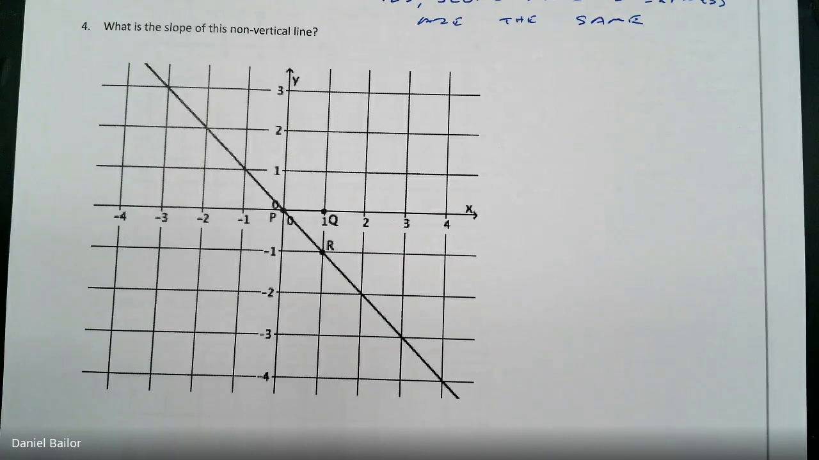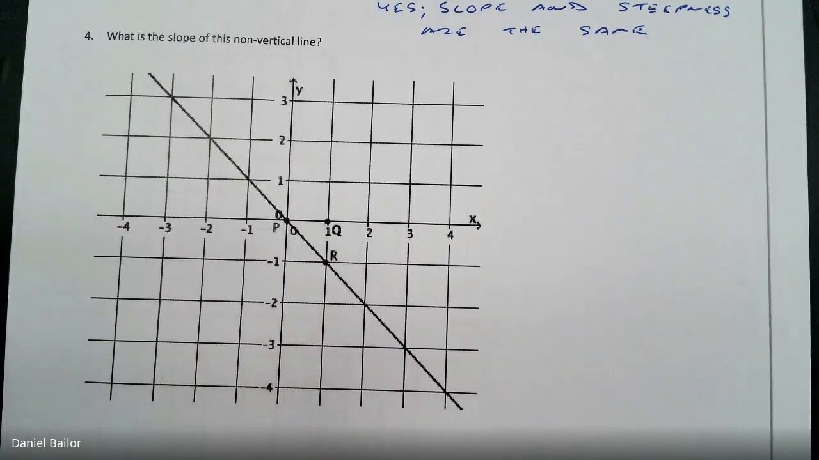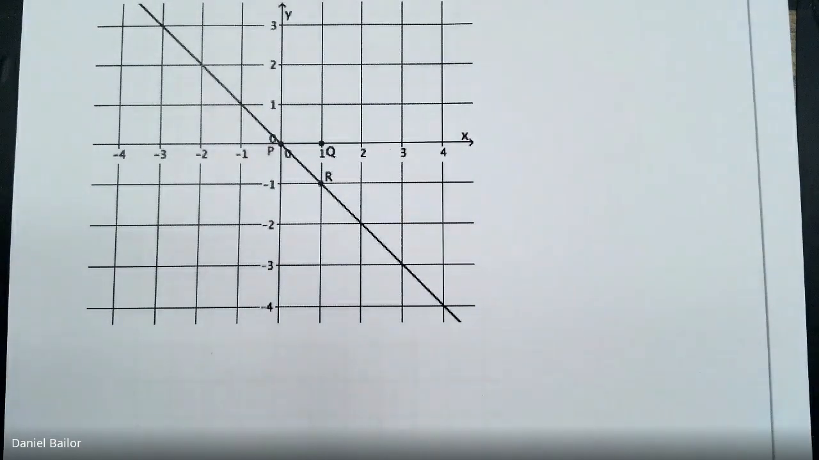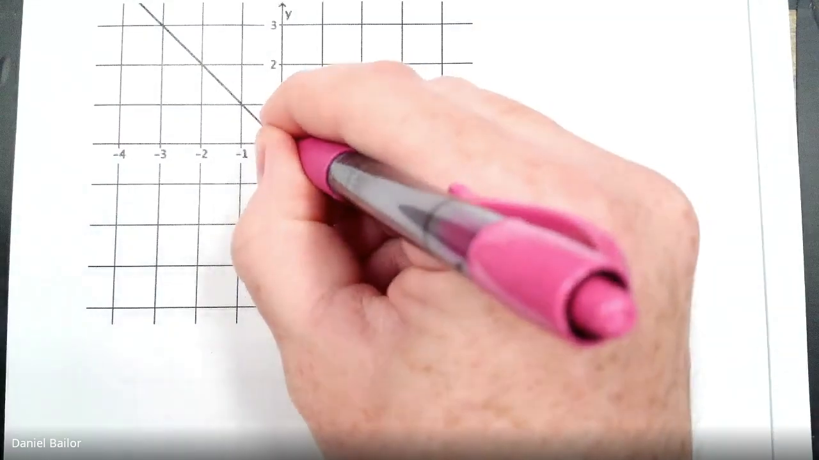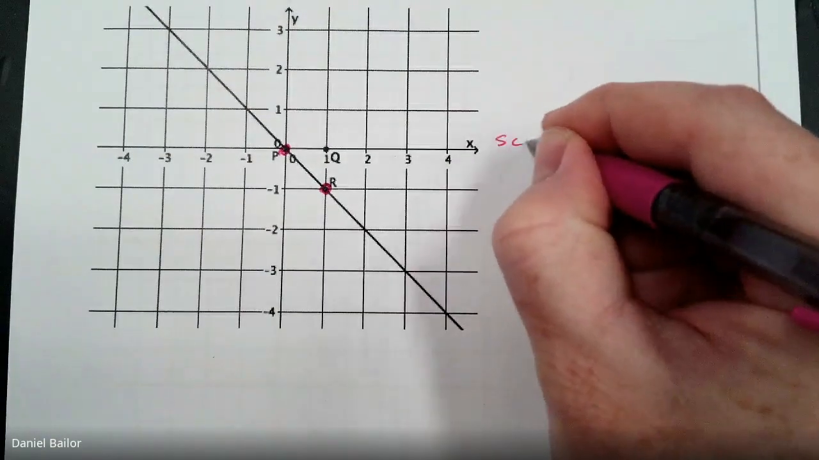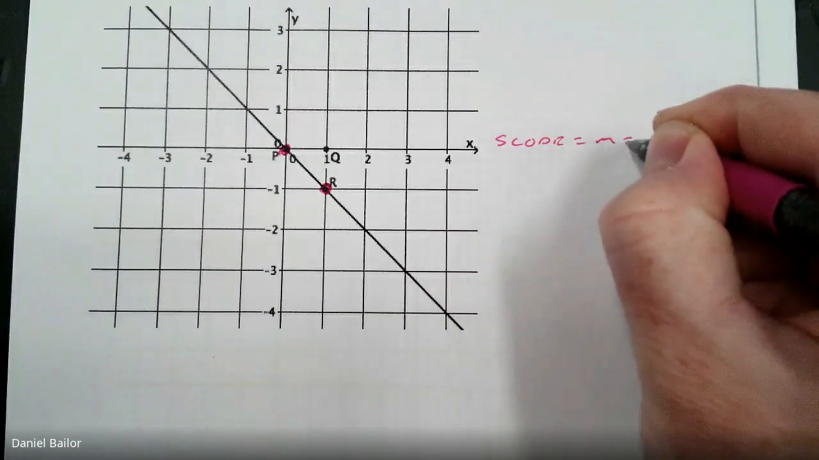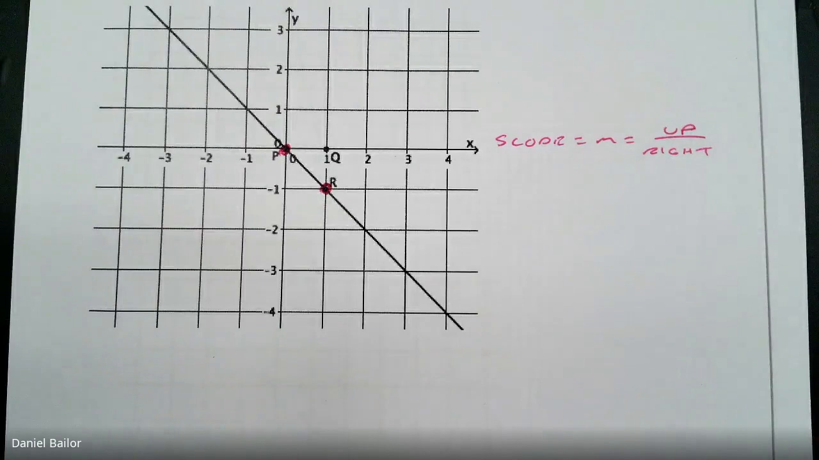Exercise 4 on page 161 is declining. Looking at it, it is going down. If we go left to right, we're going down. So what do you think is going to happen with this? Well, let's take a look. Find our points. They gave us point P and point R. And now, just like everything else we've been doing, slope equals M equals up divided by right.